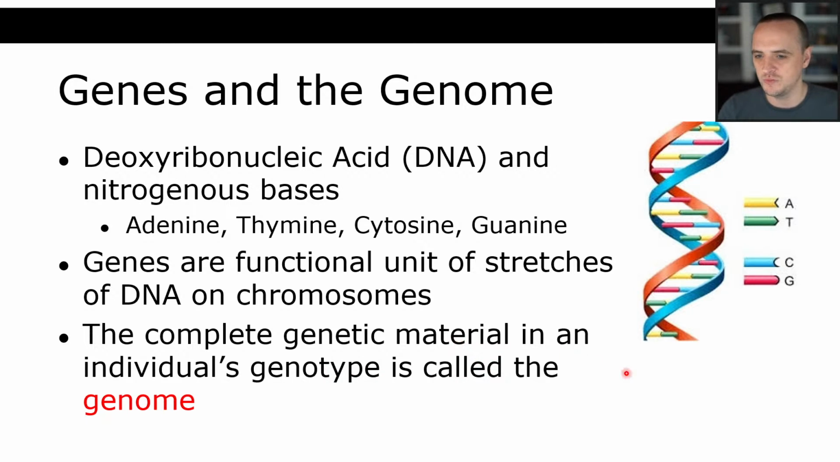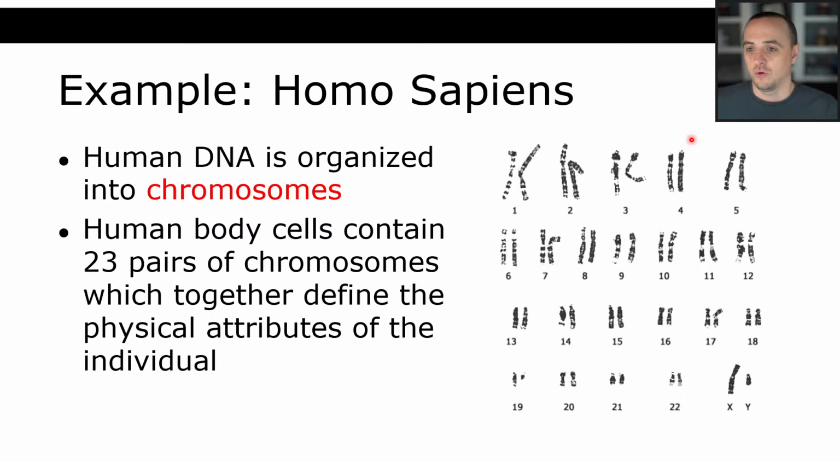So if you've ever heard of the Human Genome Project, that is essentially trying to take the human genome and map it out into A, T, C, and G. All right, that's what that is. For Homo sapiens, which is us, the most modern version of humans, our DNA is organized into chromosomes. Human body cells typically contain 23 pairs of chromosomes, which together define the physical attributes of the individual. I'm not going to get into any more details than that, other than to let you know we have chromosomes. They help define our physical characteristics.